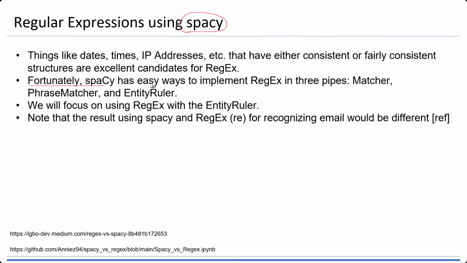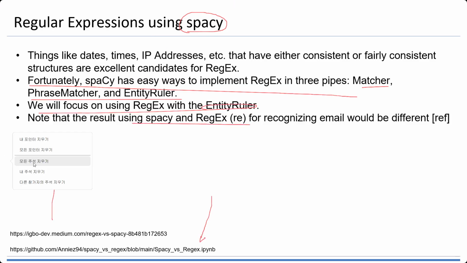So fortunately, spaCy has easy ways to implement regex in 3 pipelines: matcher, phrase matcher, and entity ruler. So we can see later the example with the entity ruler. And if you want to compare with other examples, you can check this for your reference. Now let's see.